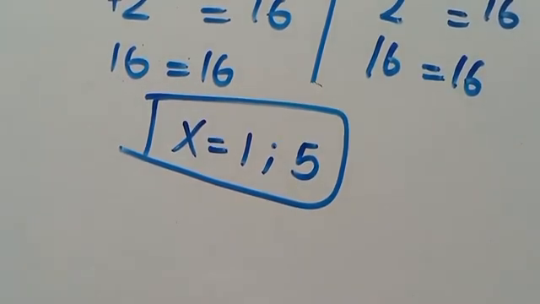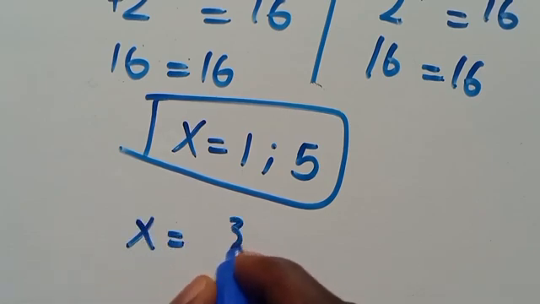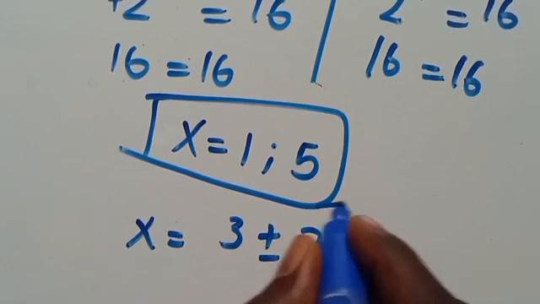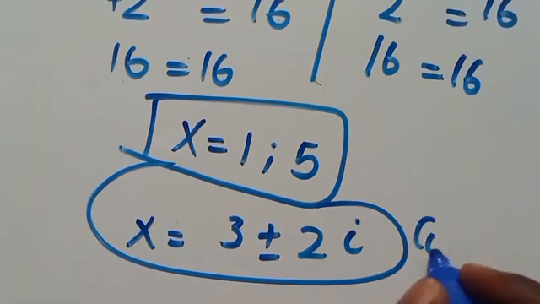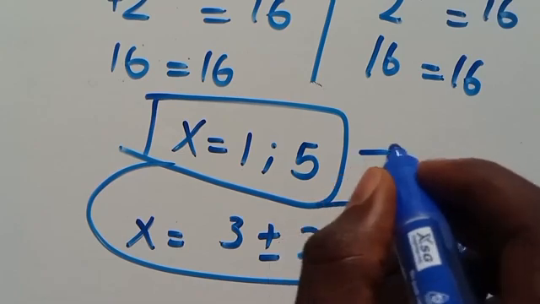So we also have the complex solution where we have x equals 3 positive or negative 2i. We have this to be the complex solution. We have this to be the real solution.